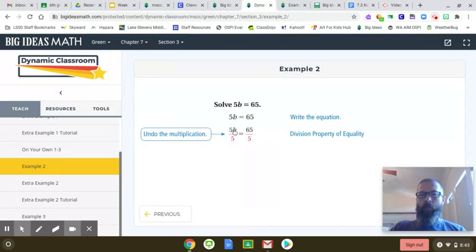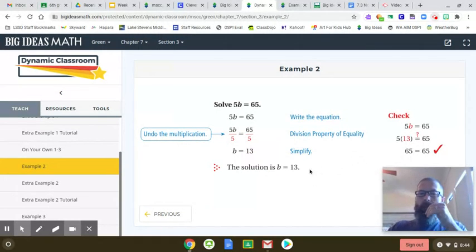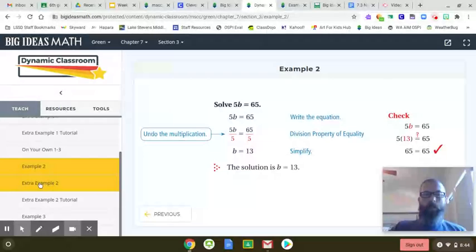Okay, so 5b divided by 5 just leaves me with 1b. So I just write b, right? And then I do 65 divided by 5, and I end up with b equals 13. So I can check my answer. Is 13 times 5 65? Yes, it is. So I know it's correct. Okay, so just undo the multiplication by dividing by the same number on both sides of the equation.